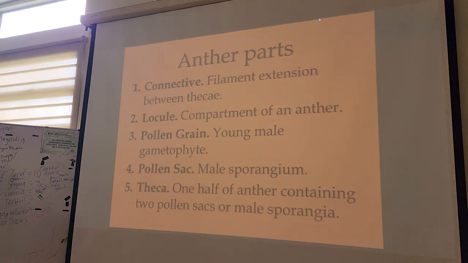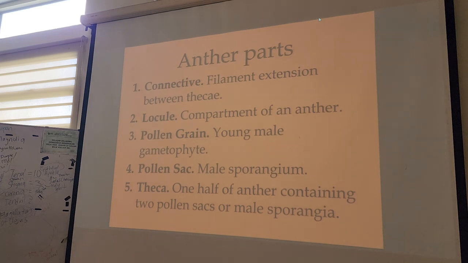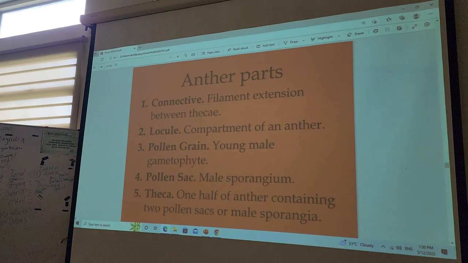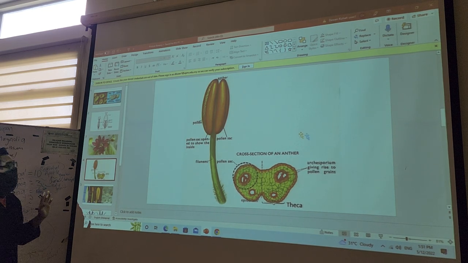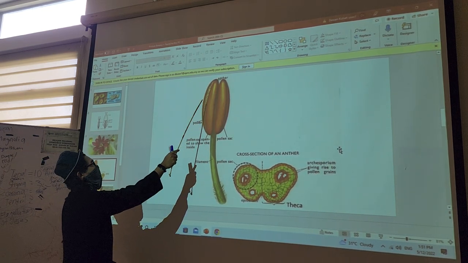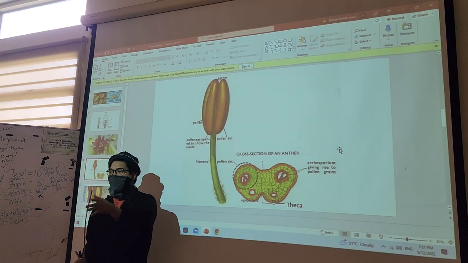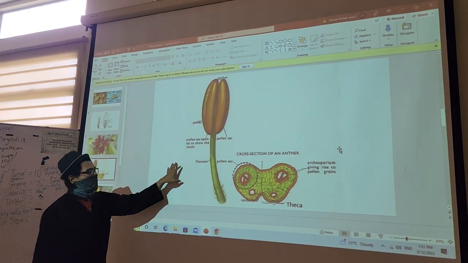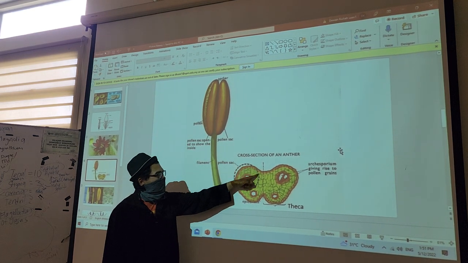Oh, this is difficult. So connective is the, you know what? How many? Connective, locule, pollen grain, pollen sac. I have given you the supplementary slide. Open the supplementary slide to know exactly where. You need time to absorb this, okay? So this is the filament. This anther actually has sections when you look from the top. Sections, okay? So one section here is called the pollen sac.